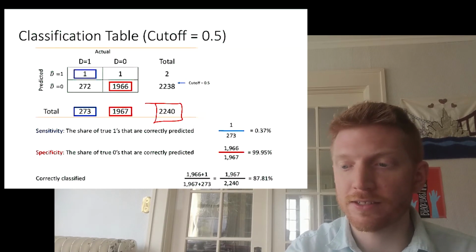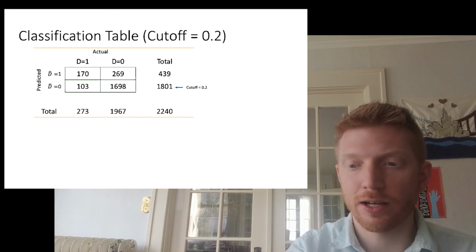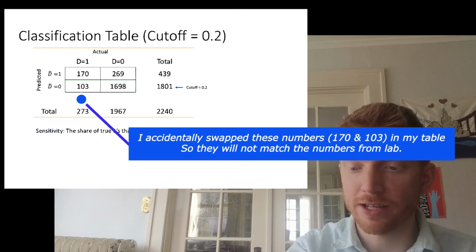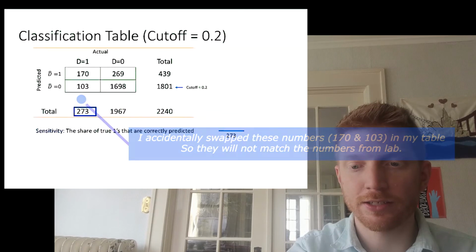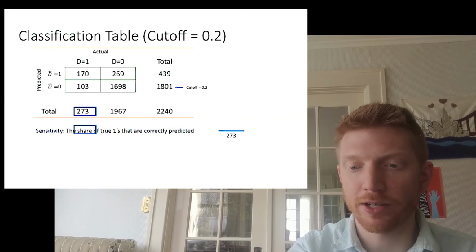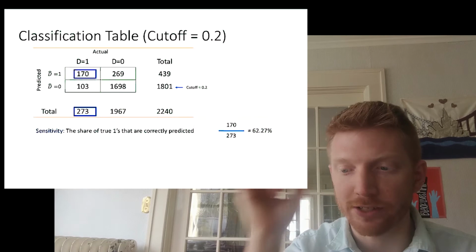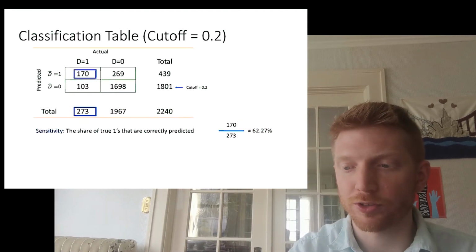Now let's look at this same exercise with a cutoff of 20%. So we're lowering the threshold to predict a denial. Again, sensitivity, that's the share of true ones that we're correctly predicting. Same denominator, very different numerator. Previously it was 1, and now it's 170. And now we are predicting almost 62% of those correctly.